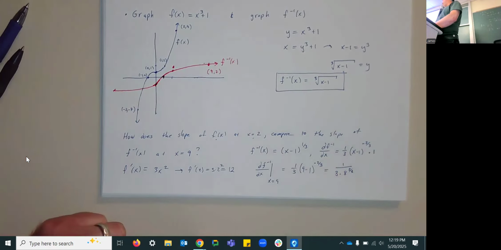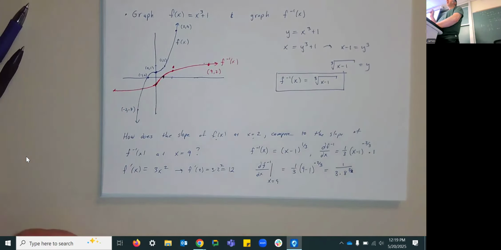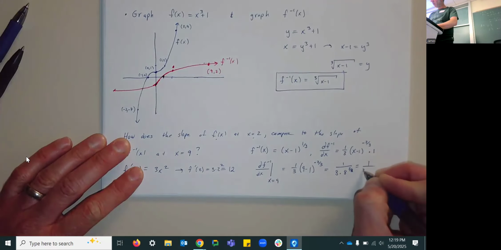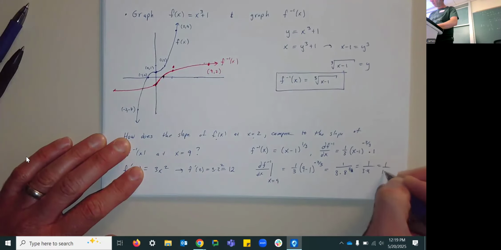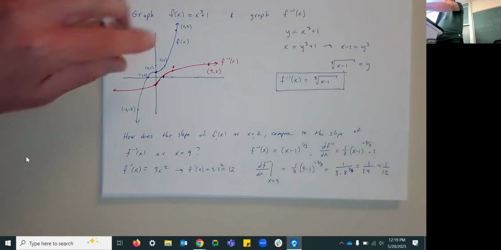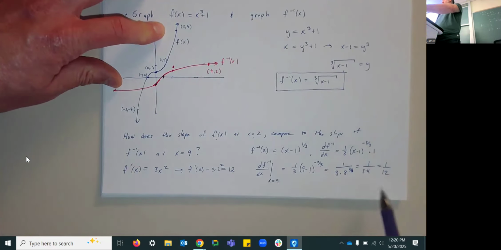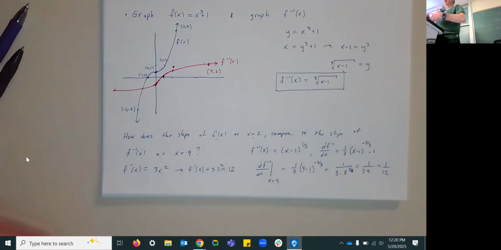Whenever I'm doing a fractional power like that, I always do the denominator part first. So 8 to the 1/3 is the cube root of 8, which is 2. And then 2 squared is 4. And then 3 times 4 is 12. So this is 1/3 times 1/4, which is 1/12. And it is not a coincidence that the slope of the original f of x was 12 and the slope of the inverse function was 1/12. That is actually by design.